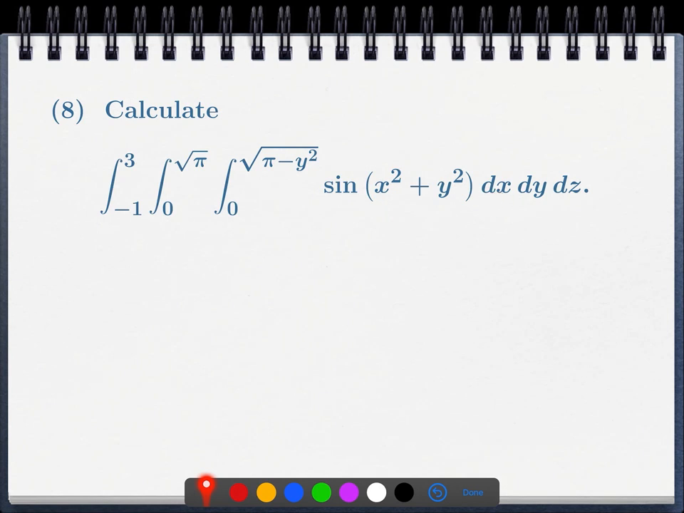And x is starting at 0. X equals 0 is the yz plane. So you're starting at that rectangle we just described. And it's going to x equals this. What is x equals this? This will be x squared plus y squared equals pi. That's a circle in the xy plane.